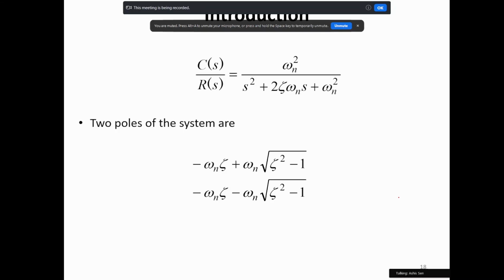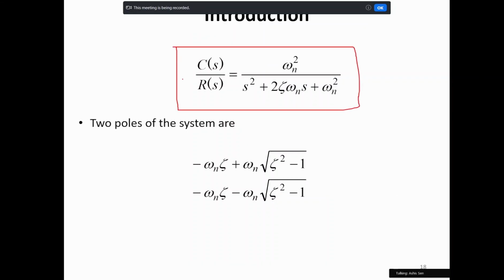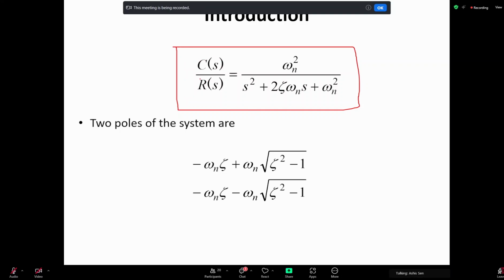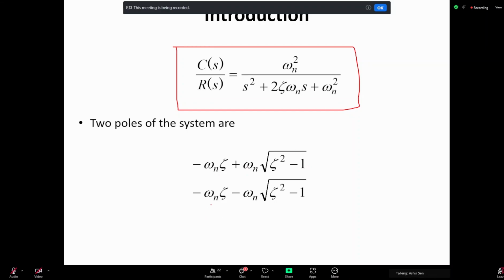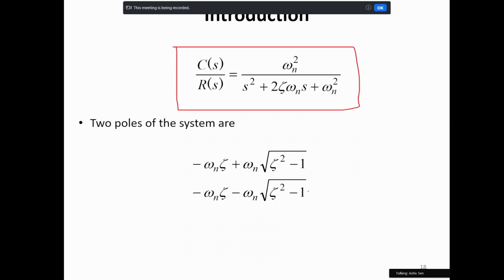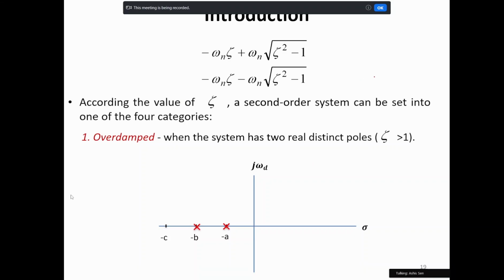Recording in progress. So we'll continue where we left off last class. Just to have a brief recap, this is the second order system that we were talking about. Typically, you have an output for a given input, and this is the transfer function. You first define the poles of the system by equating the denominator here to 0. So you have two different poles, the roots of this quadratic equation. One will be minus omega n xi plus omega n square root of xi square minus 1, and the other one will be minus omega n xi minus omega n into square root of xi square minus 1. Depending on the value of xi, we look at different kinds of systems.